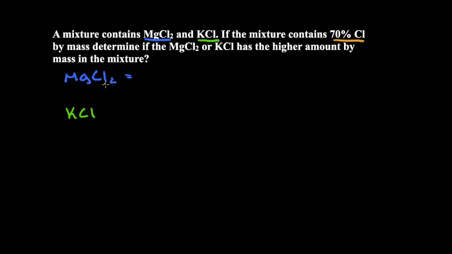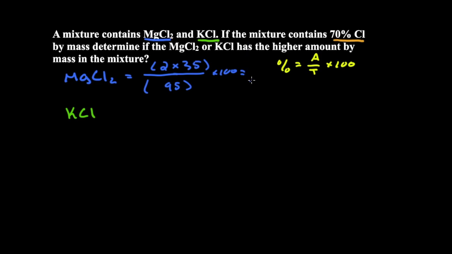So to find the percent of Cl, we're going to do the equation that a percent is going to be equal to the amount divided by the total times 100. And so what I'll do here is say that I have 2 Cl's, and the molar mass of 1 Cl is going to be 35, and then I have the total molar mass of the MgCl2 is going to be 95, and when I take these two and divide them and then multiply by 100, I'm going to get that this is going to be equal to 73.68%. And so this would be the percent of the Cl in the MgCl2.